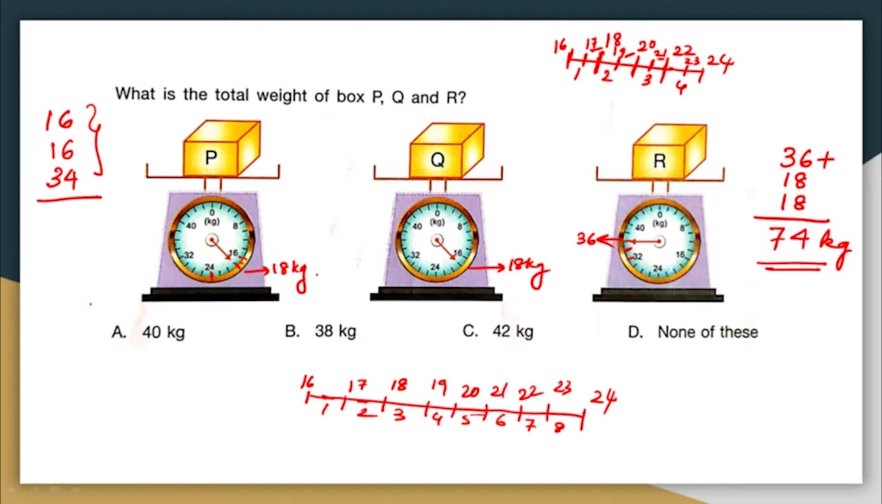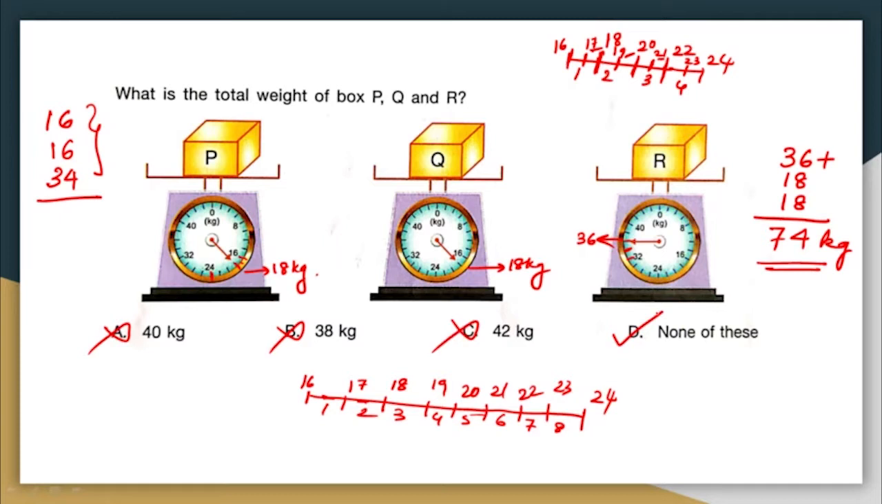But look at the options given here. First option says 40. Definitely it cannot be 40. It cannot be 38 and it cannot be 42. So by looking at the options itself, I can easily eliminate the first 3 options. My correct answer option anyway has to be none of these.